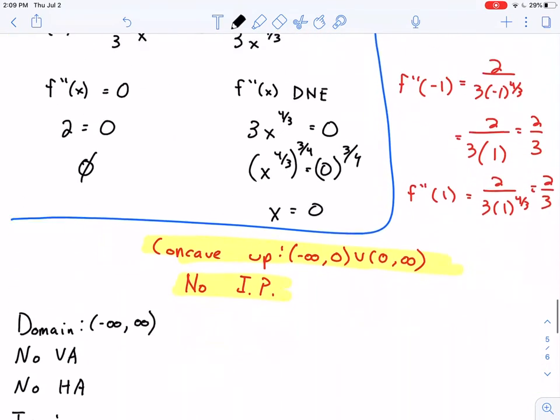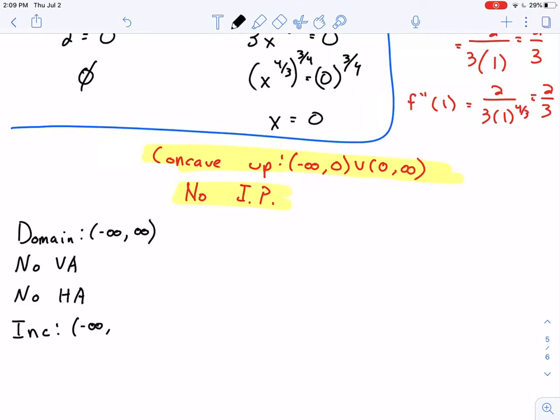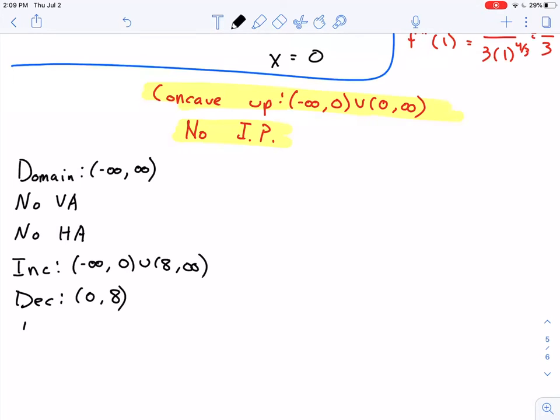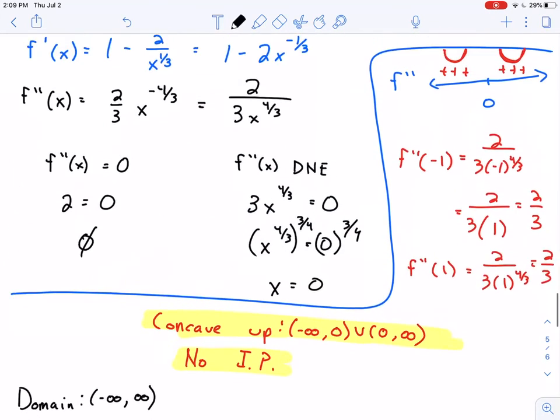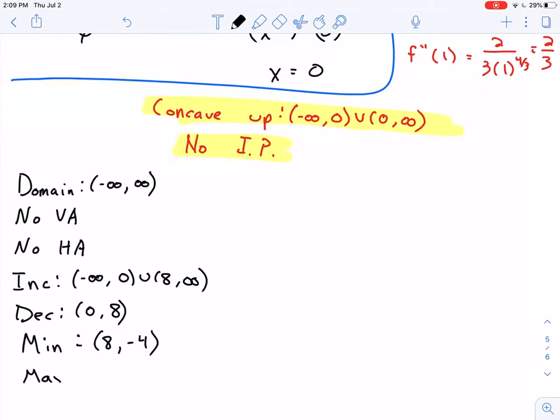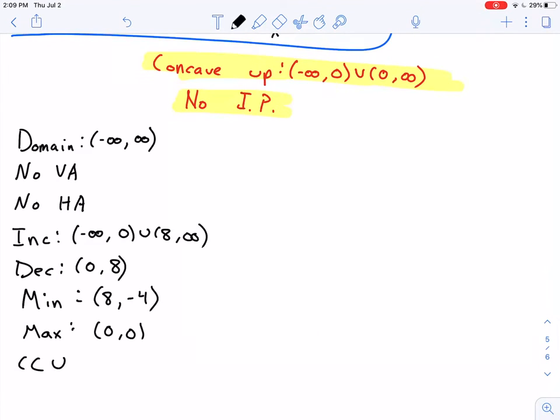Negative infinity to 0 and 8 to infinity. It's decreasing then in between on 0 to 8. We have a minimum, and I forget already. Where's our minimum? 8 comma negative 4, which means that 0, 0 was our maximum. 0 comma 0. Our graph was concave up on negative infinity to 0 and 0 to positive infinity. And we have no inflection points.